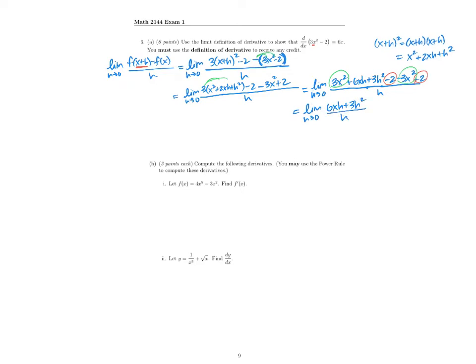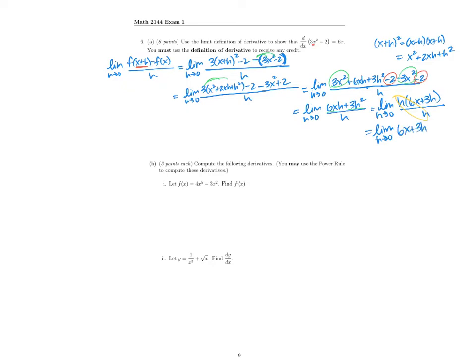And so what I can note here is I can't just go ahead and take the limit yet because we still have that h on the bottom, but I can note that these two terms on the top both have an h in them, so I can factor that h out. And now, finally, we have this h over h, which divides to make 1. So we end up with the limit as h goes to 0 of 6x plus 3h.